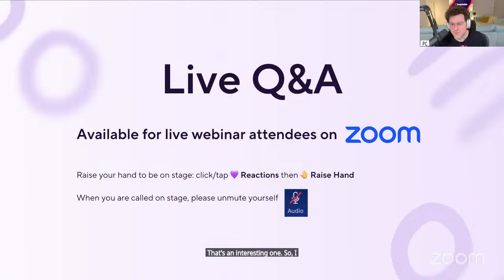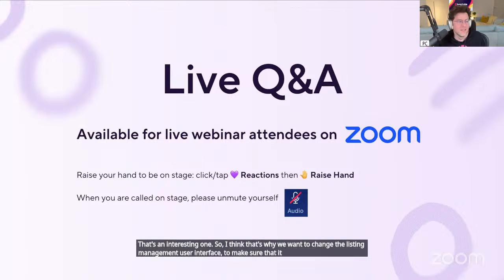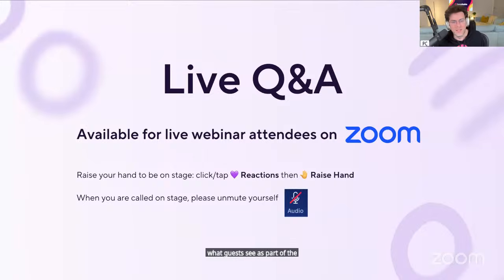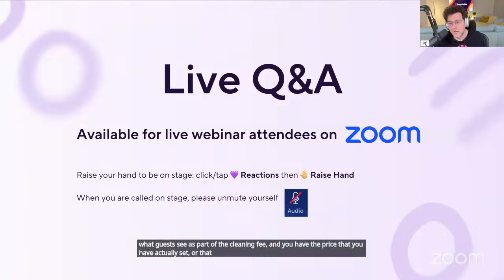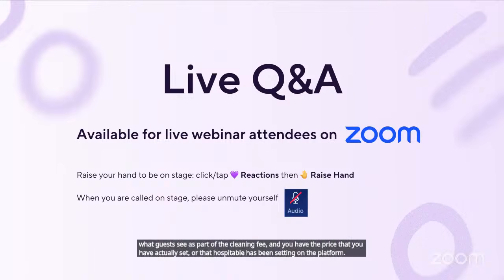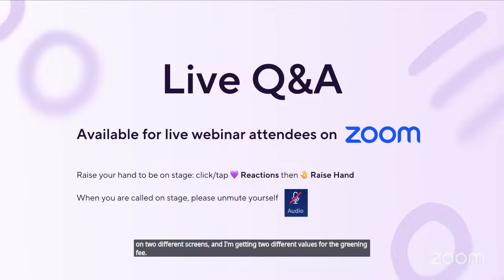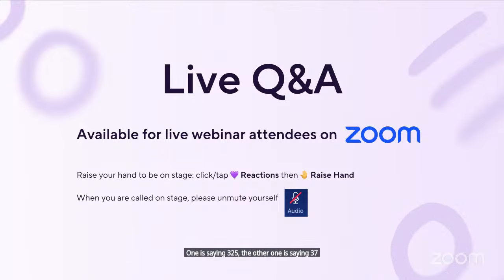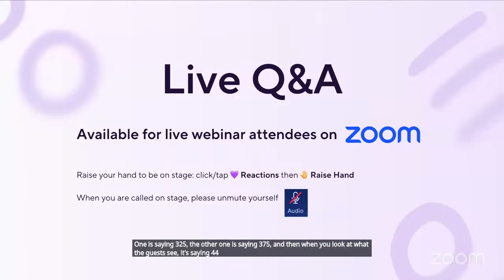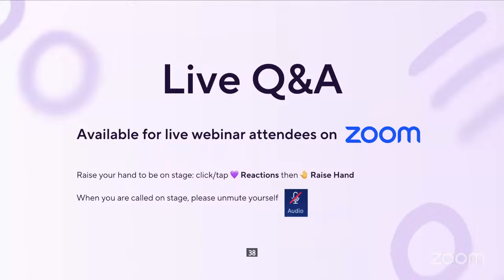That's an interesting one. I think that's why we want to change the listing management user interface, to make sure that it makes sense. Right now, what you should click on is what guests see as part of the cleaning fee, and you have the price that you have actually set or that Hospitable has been setting on the platform. What I have here is the same URL open on the same property on two different screens, and I'm getting two different values for the cleaning fee. One is saying 325, the other one is saying 375, and then when you look at what the guests see, it's saying 444 on one and 384 on the other. I haven't got a clue how I've managed to get both of these different fees showing, but I can do it at random.